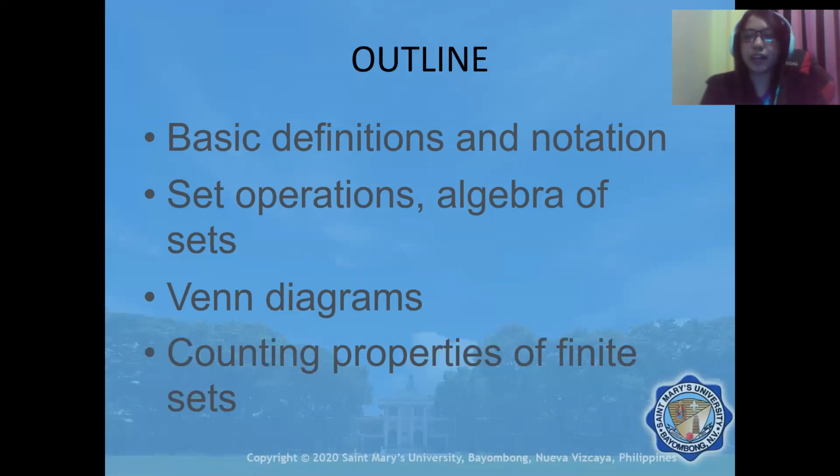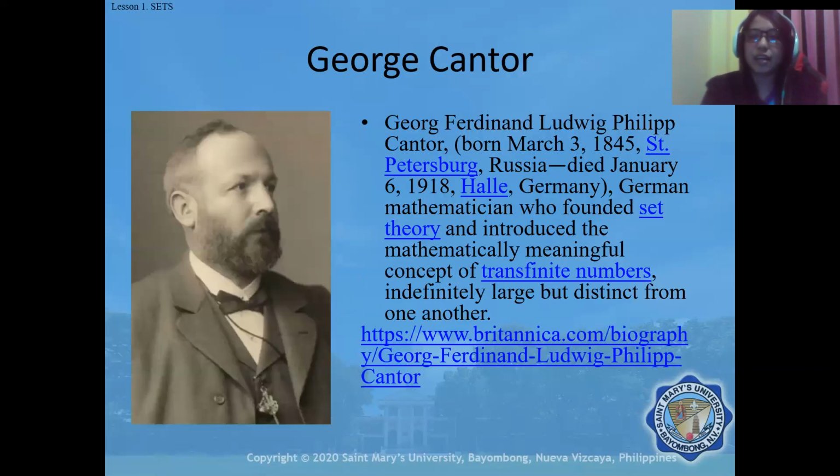For the outline of the whole chapter, which is entitled Set, we are going to discuss the following topics: the basic definitions and notation, set operations, algebra of sets, Venn diagrams, counting properties of finite sets. Here, our focus is the first one, which is the basic definitions and notation.